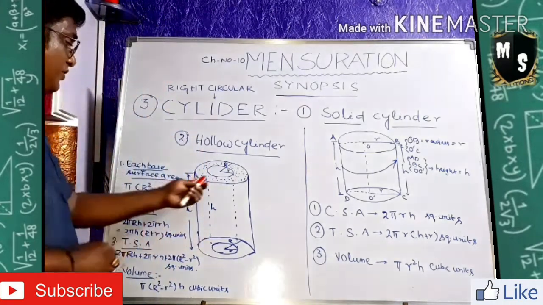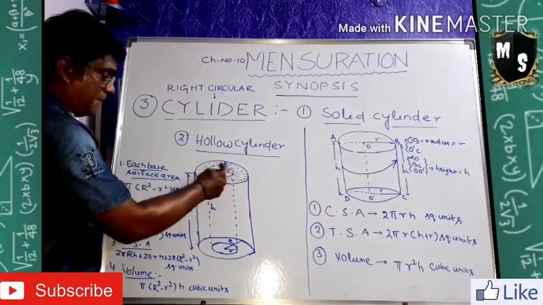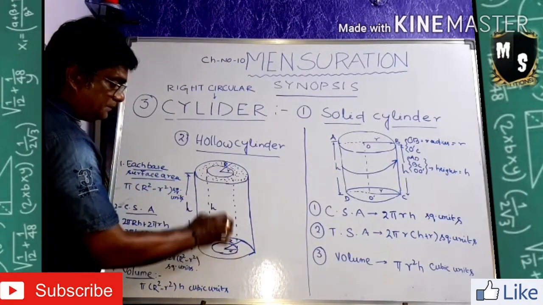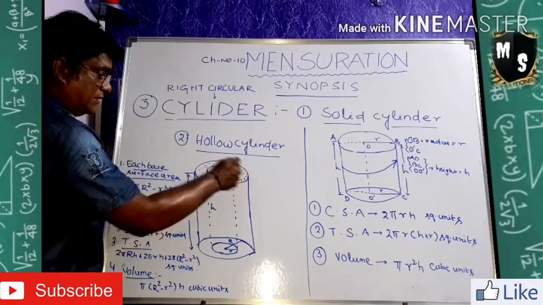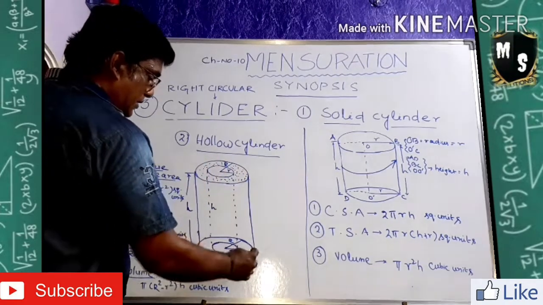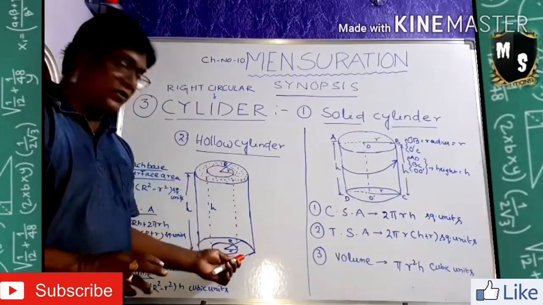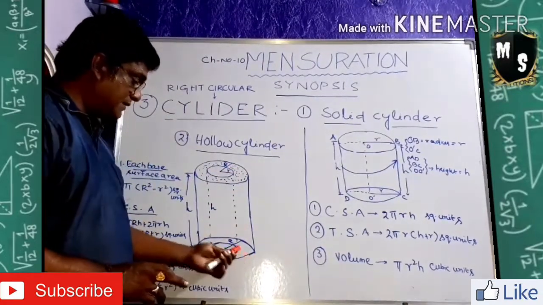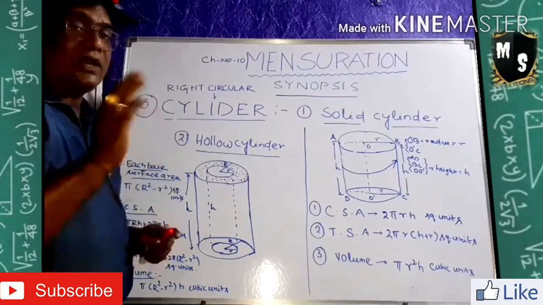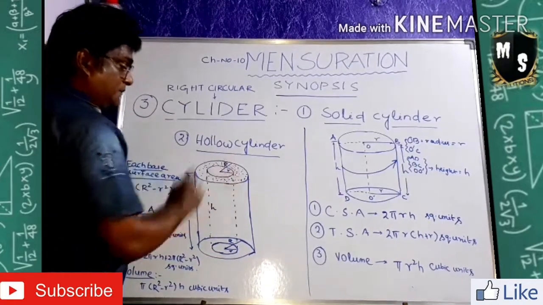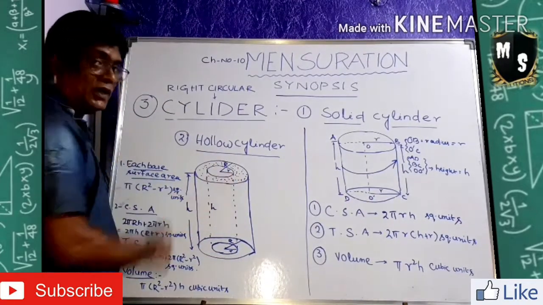That figure I did for you. See, this is the inner cylinder, and this is the outer cylinder. So there are two circles available at the top and bottom: an outer circle and an inner circle. Let the outer circle radius be bigger and the inner circle radius be smaller.